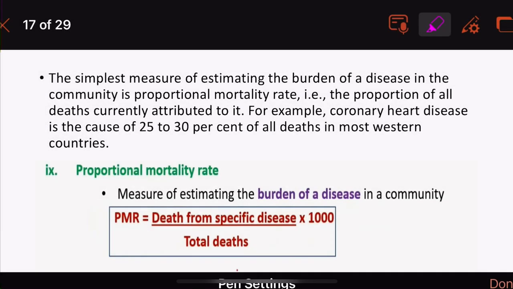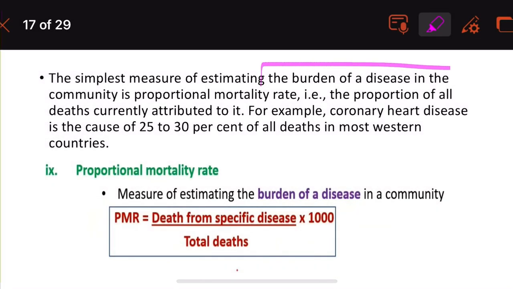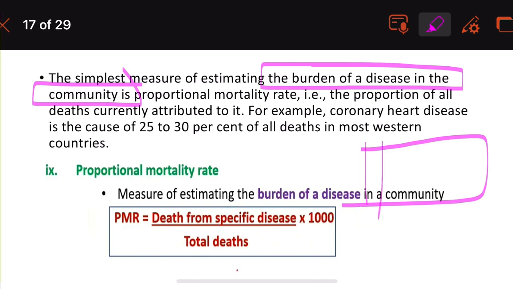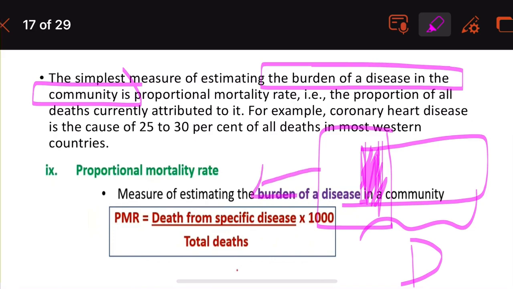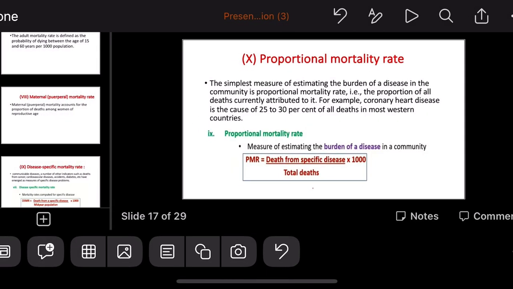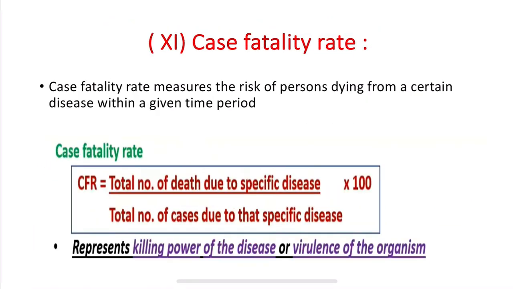Coming to proportional, you shouldn't be blank. Proportional is nothing but the burden of disease in the community. What is the proportion it is holding? This is the total number of deaths, and out of this, this proportion of the deaths is held by this particular disease. Proportion is nothing but the burden of the disease, what it is doing to the community. Don't forget, guys, the proportional mortality rate. Moving on, we have case fatality rate, and we come to an end of the mortality indicators.